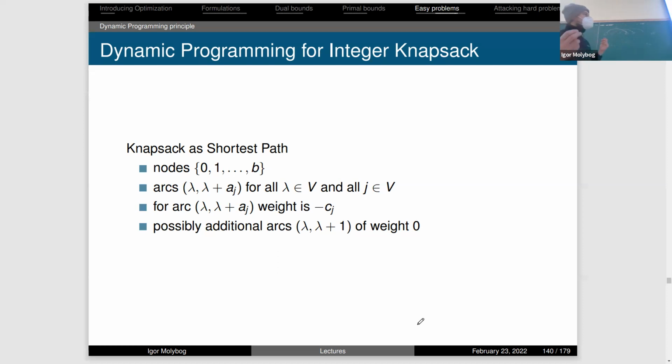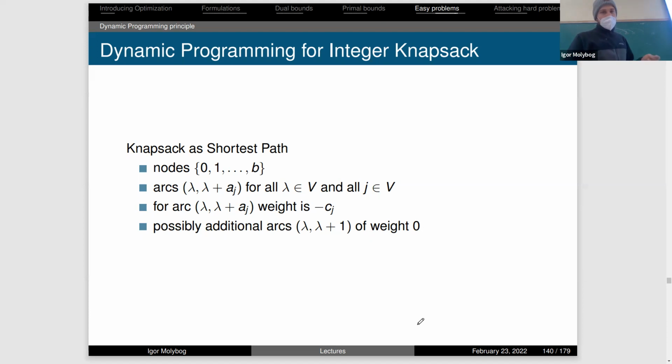Right, and then we need to make sure that we account for the fact that there could be some space left in the backpack. And so between every pair lambda and lambda plus one, we are adding an arc of weight zero. It's just in case we have decided not to put anything into the backpack. It's just a straight line. We don't get any cost. We don't get any reward for this. But it's a feasible solution.